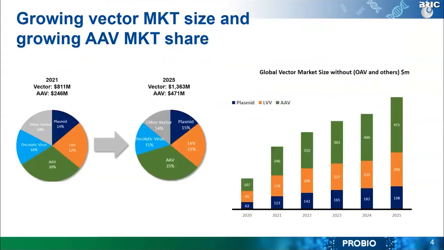From the market perspective, you see the AAV market is expected to reach $471 million by 2025. Besides, the market share of AAV will also increase in the whole global vector market. Therefore, you can actually see the demand for AAV manufacturing is growing.